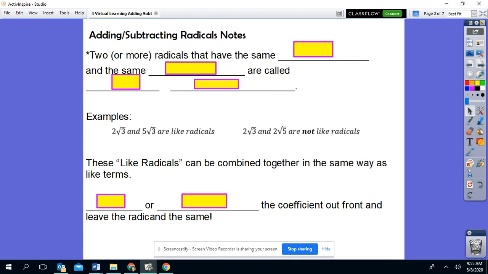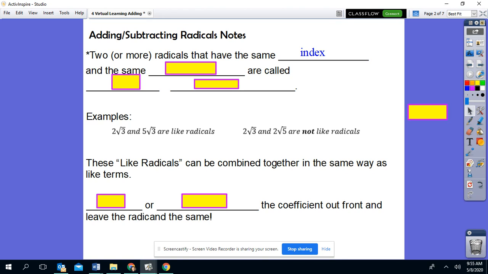If you've got 2 or more radicals that have the same index, well, that just means that the radical looks the same. When you have a radical sign and you don't see a little number in the little curve part, it's understood that there's a 2 there, that you're taking the square root. It's the square root symbol. Sometimes you'll see a 3 there. That means you're taking the cube root.